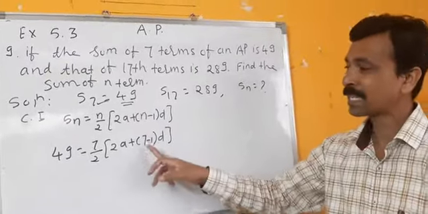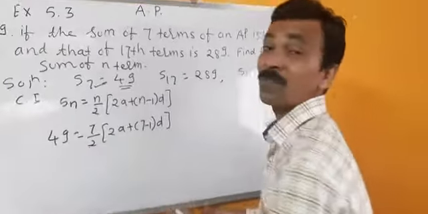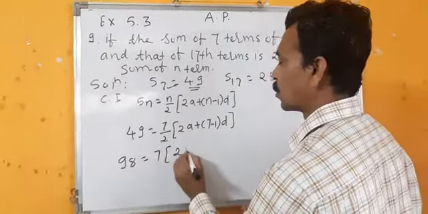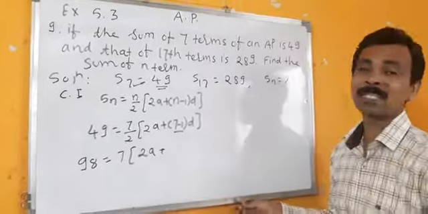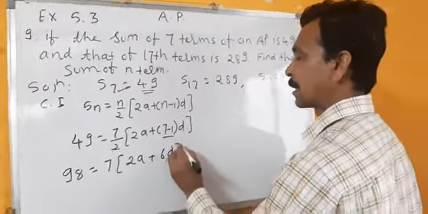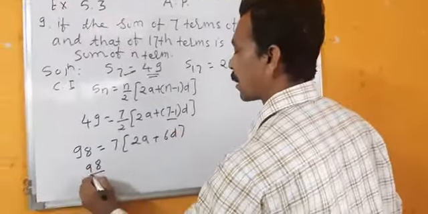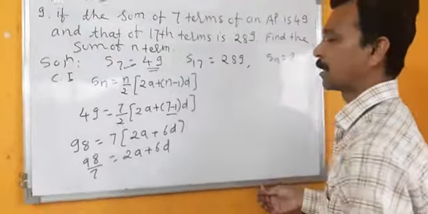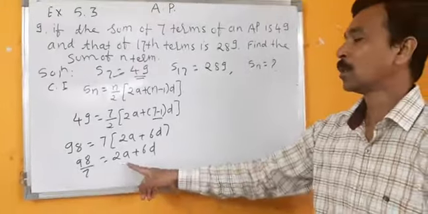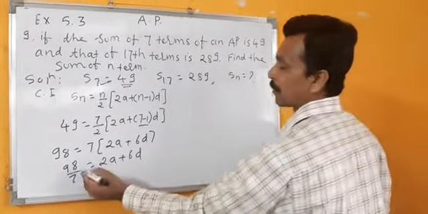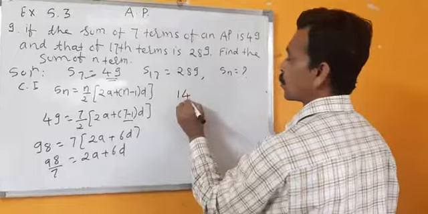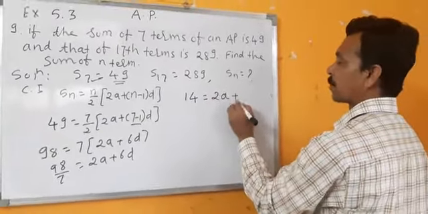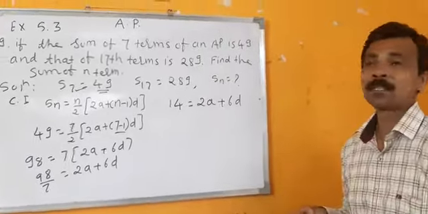Do cross multiplication. 49 twos are 98 is equal to 7 into 2a plus, what is 7 minus 1? 6d. So 98 upon 7 is equal to 2a plus 6d. Divide 98 by 7, it is 14. So 14 is equal to 2a plus 6d.